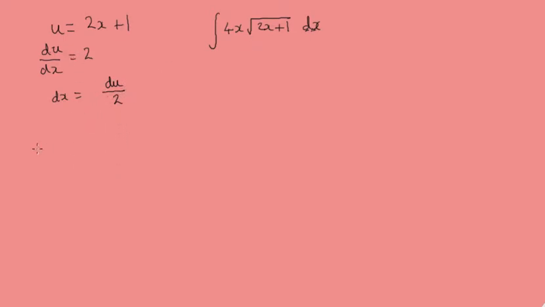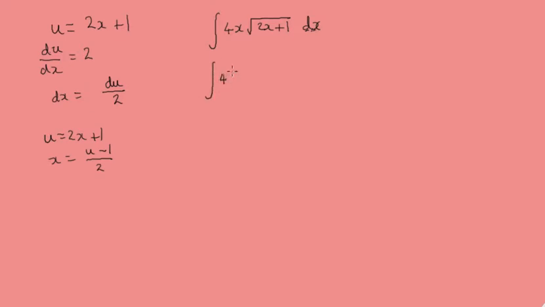Now, secondly, 2x plus 1 will be replaced by the u, so we'll have the square root of u, but we've got an x here. We can't have an x here when we're integrating with respect to u, not x. So what is the value for x? We have u equals 2x plus 1, and we can rearrange that to give us x equals (u minus 1) over 2. So now we're going to substitute all these different components in.